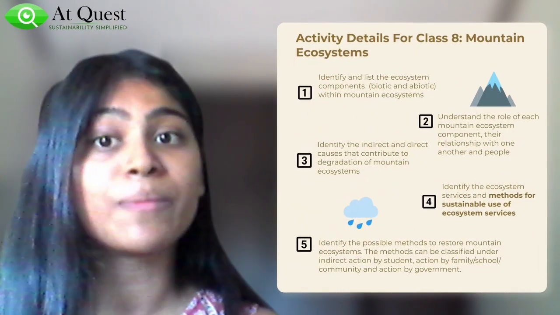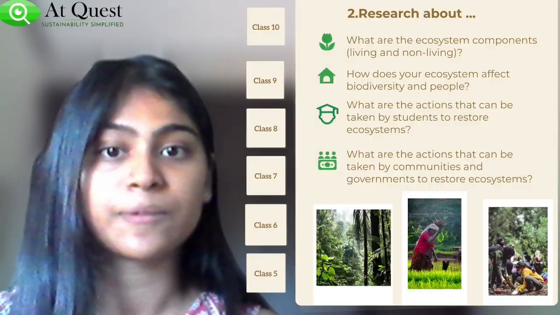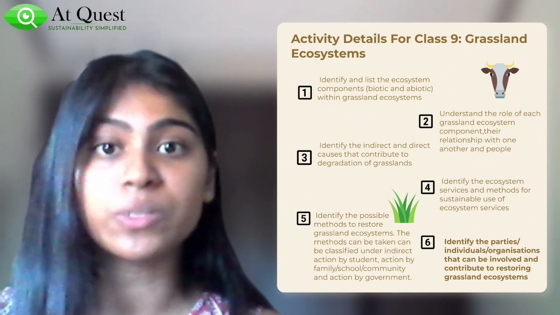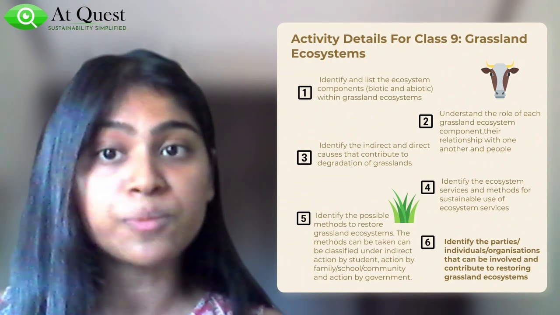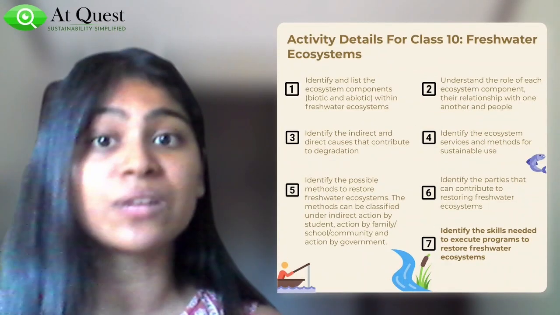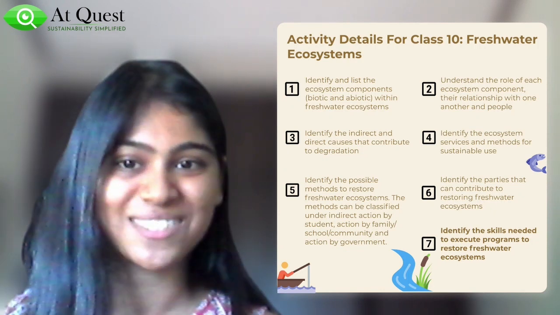Class 8 students will make note of the methods for sustainable use of these ecosystem services. Class 9 students will identify the parties, individuals or organizations that can contribute to restoring ecosystems. And Class 10 students will include information on the type of skills needed to restore these ecosystems.